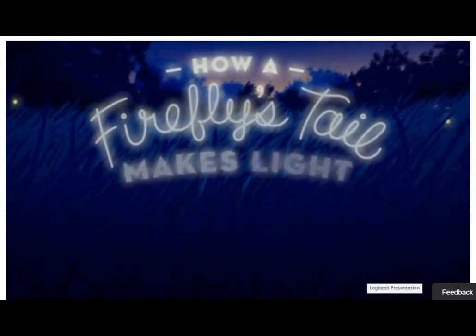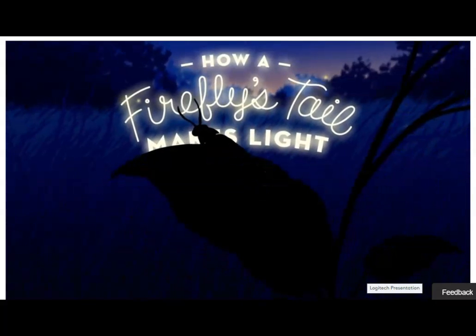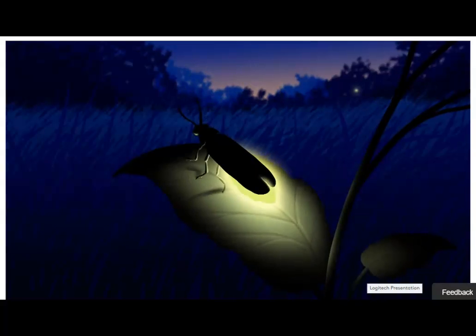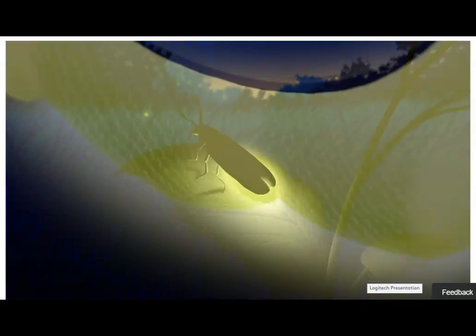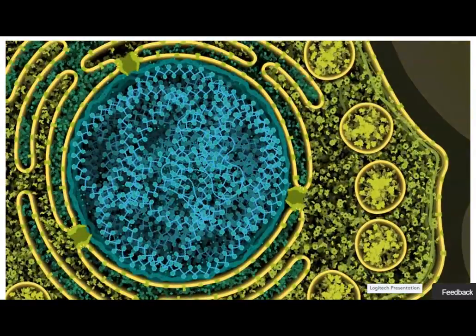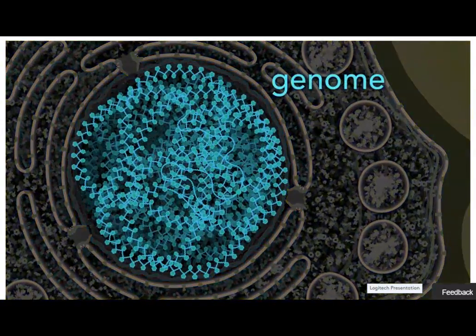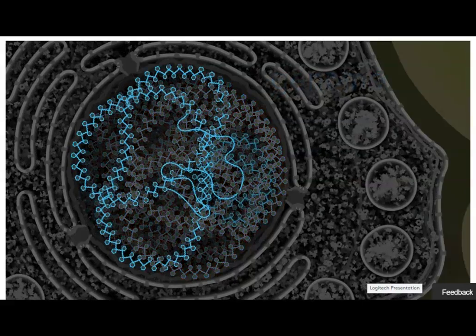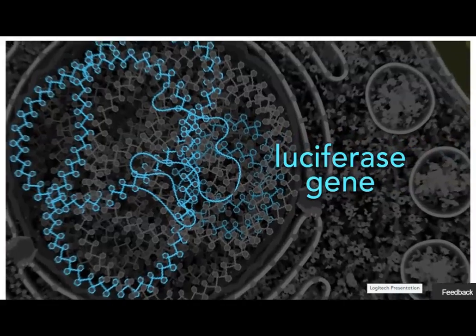How a firefly's tail makes light. First, cells in the firefly's tail make luciferase protein. Then, luciferase carries out a chemical reaction that releases light. The light comes from specialized cells in the firefly's tail. Each cell holds a copy of the firefly's entire genome. One of these genes is a set of instructions for building the protein luciferase.